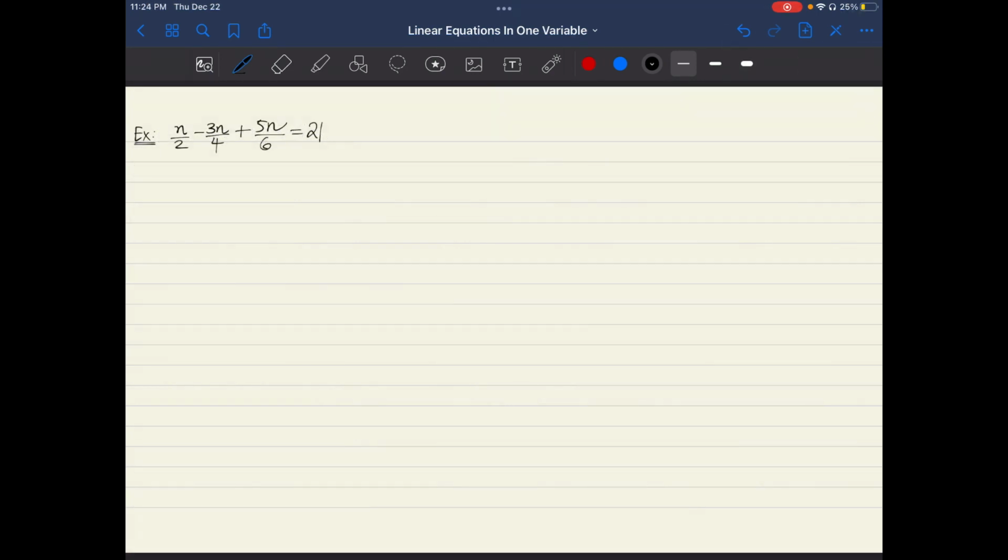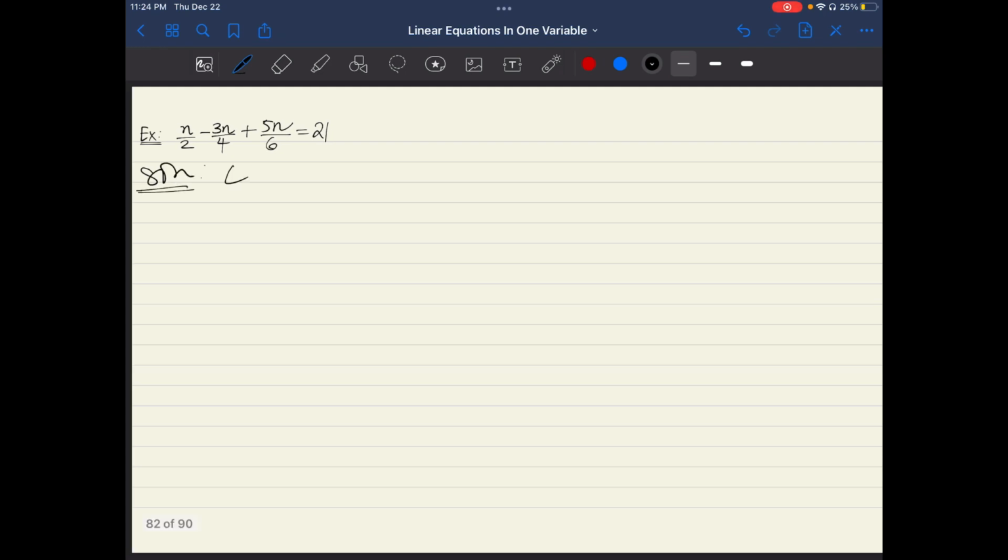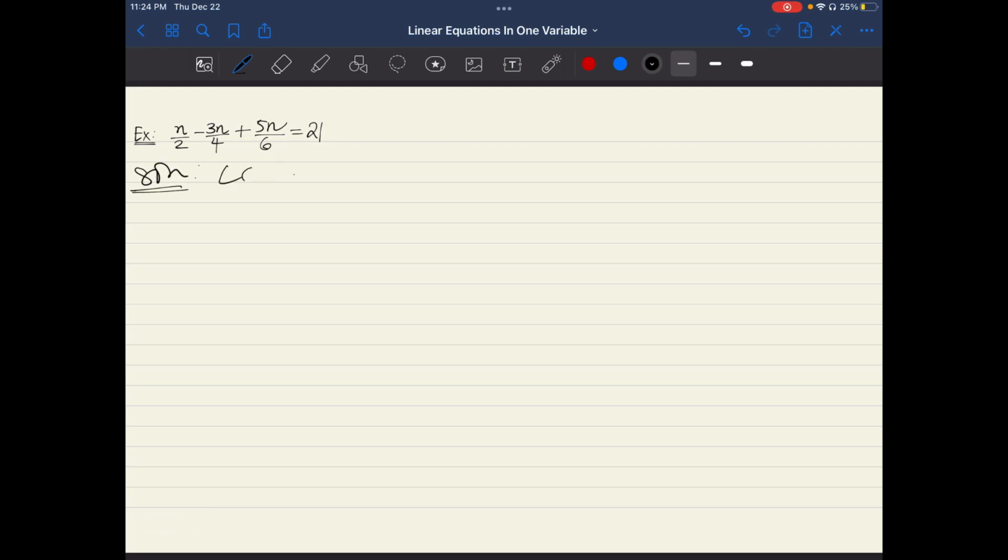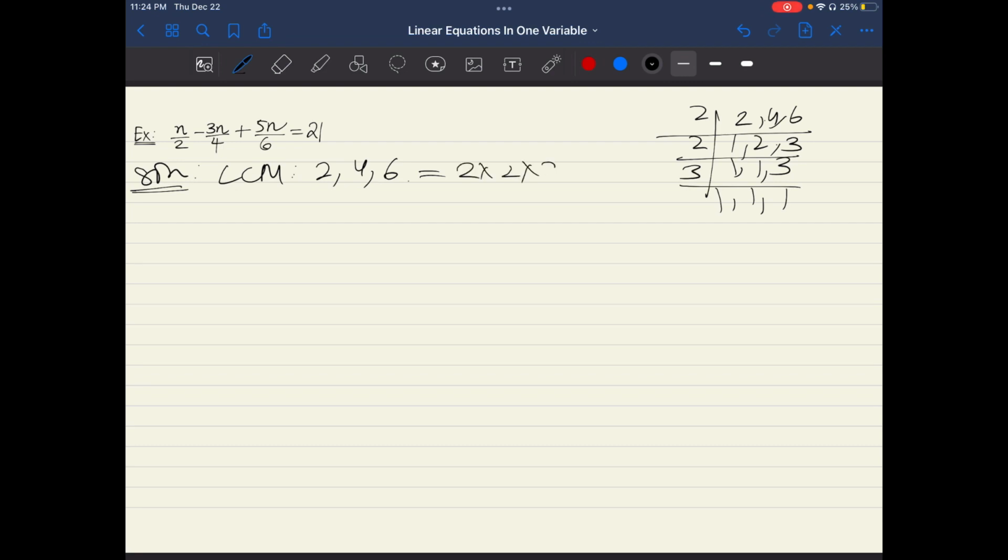Now moving on to the next question, we have n over 2 minus 3n over 4 plus 5n over 6 equals 21. In this case, let us first find the LCM, or the least common multiple, of 2, 4, and 6. That will be 2 times 2 times 3, which is 12.